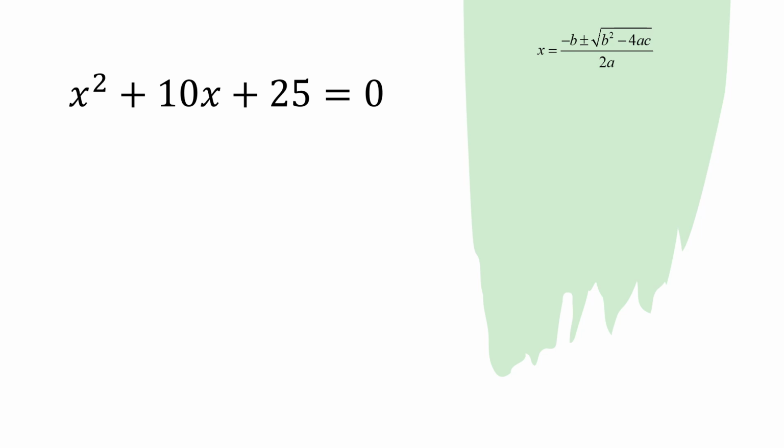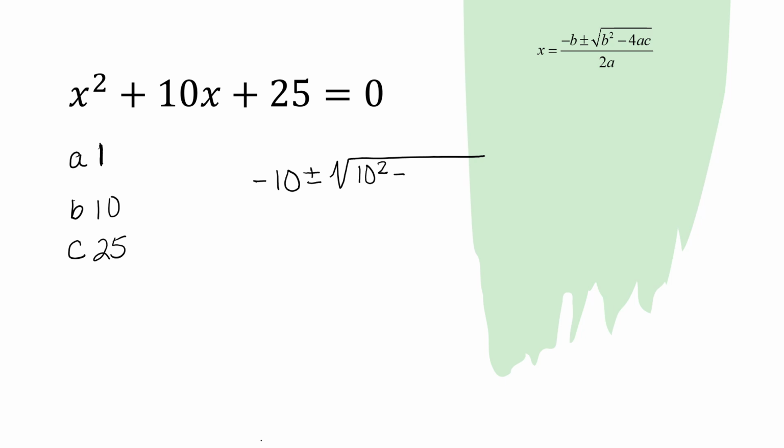So here's what I like to do. I like to make a list of my A, B, and C so I don't have to mess around with that. So my A is 1, my B is 10, and my C is 25. So now we're going to plug that into the formula. So I have negative 10, that's negative B, plus or minus the square root of b squared, which is 10 squared, minus 4 times a, which is 1, times c, which is 25, all over 2 times 1, which is a.